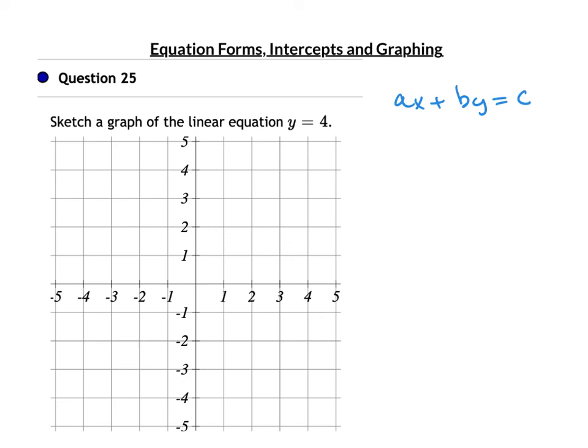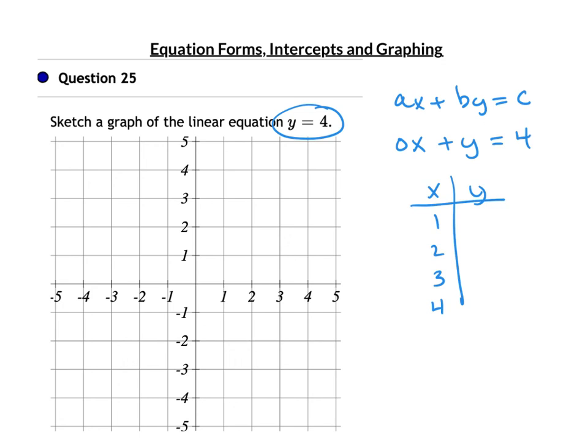Notice how there is no x, so what I'm going to do is put a 0 there. There's a 0x. 0 times x is 0. Look at the equation. The equation is y equals 4, so it's 0x plus y equals 4. And if I were to make a table for this, x, y, anything I put in for x, 1, 2, 3, 4, would immediately get multiplied by 0 and be gone, and y would always be 4. And I'd get a graph that looks like this.